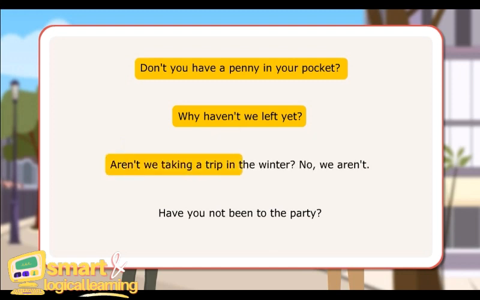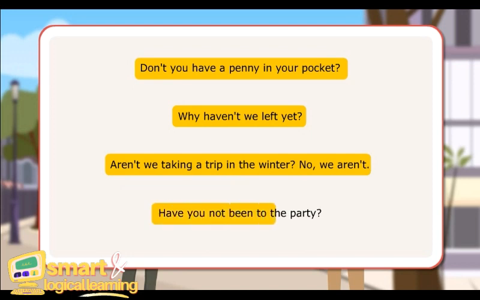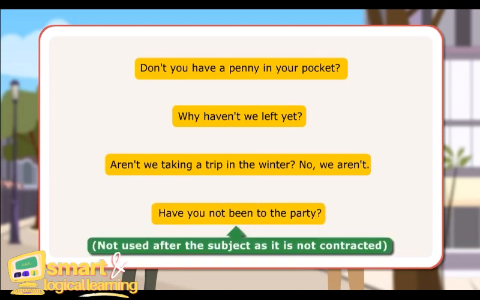Aren't we taking a trip in the winter? No, we aren't. With auxiliary verb plus negative reply. Have you not been to the party? Not used after the subject as it is not contracted.